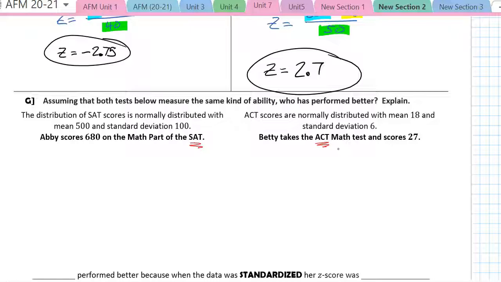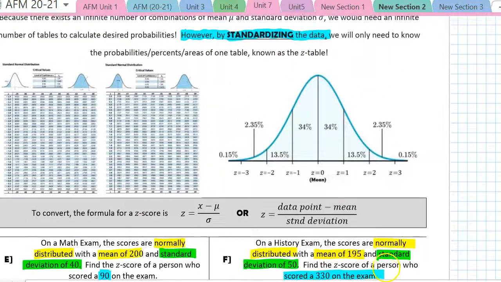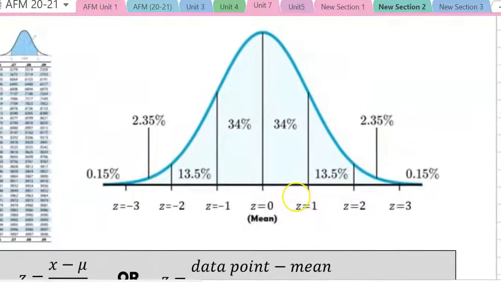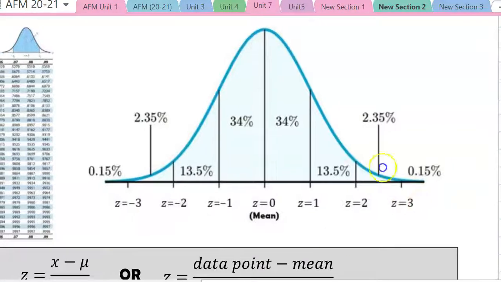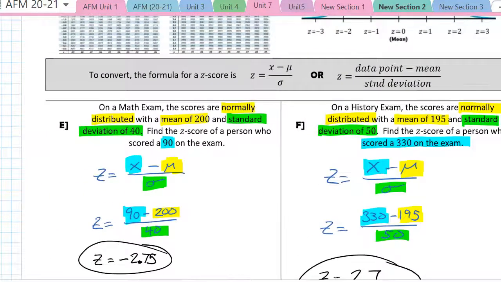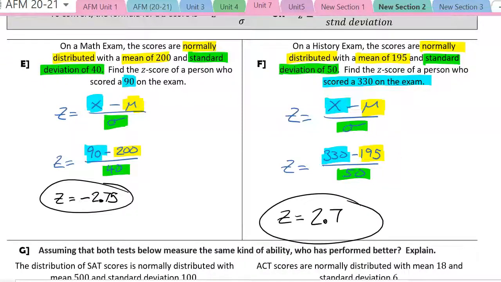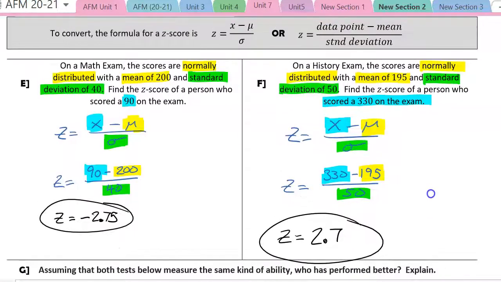Well, if I turn them all into a z-score, I can graph both of those on the same bell curve and figure out who scored higher, higher being a higher z-score. If I wanted to figure out who had a lower value, we'd look at the lower z-score. Being able to compare how well you did on two different exams is very, very powerful. Just like here, we could compare the results of this math exam to this history exam and see how well they did.